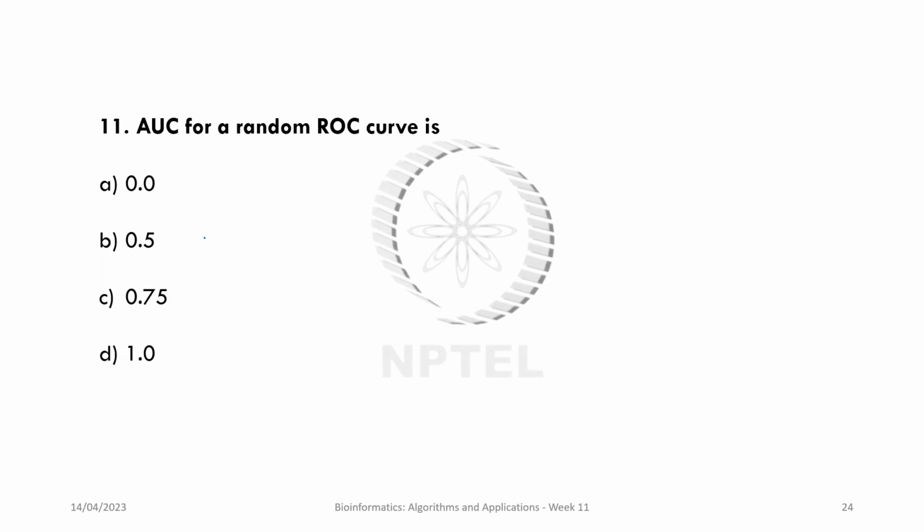AUC for a random ROC curve is, okay, three answers. Great.